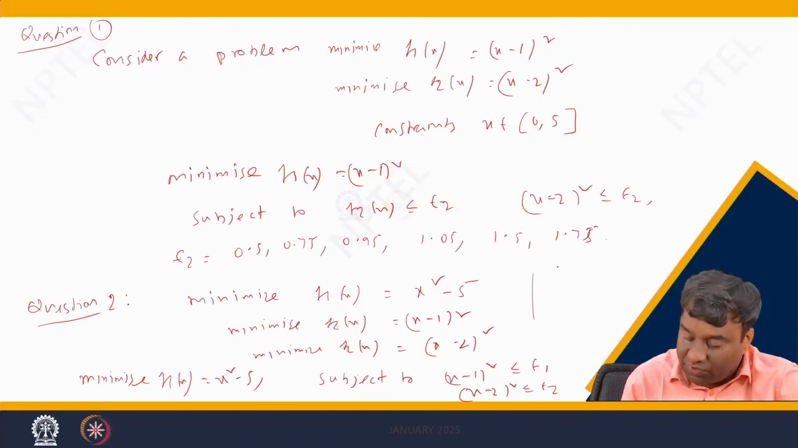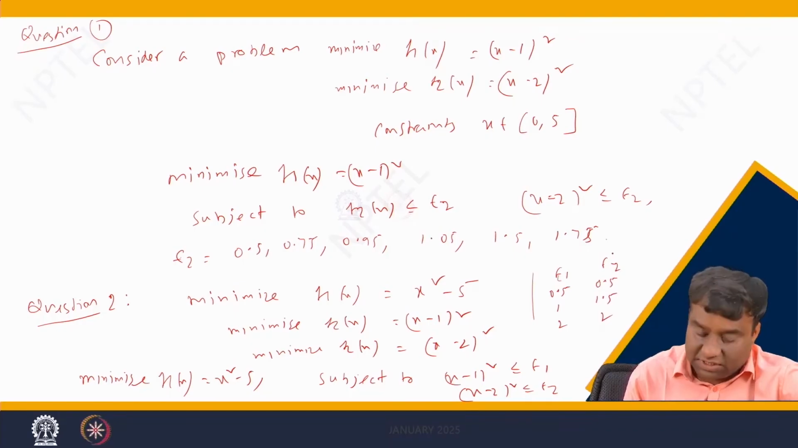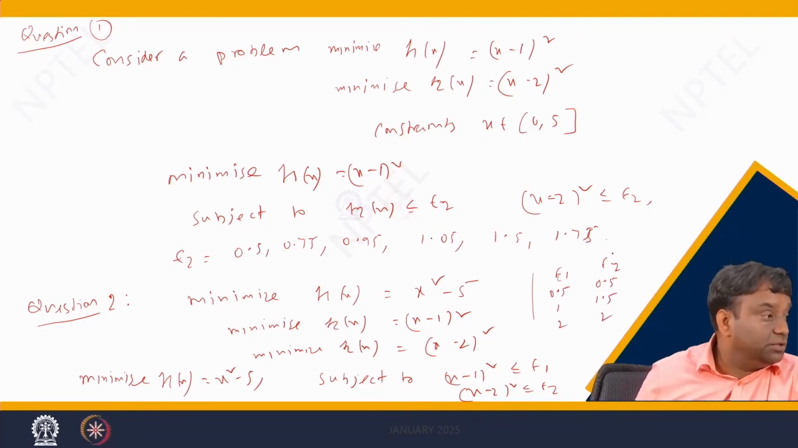So here, assuming epsilon 1 as 0.5, you can assume 1, you can assume 2, and epsilon 2 you can assume 0.5, you can assume 1.5, you can assume 2. By assuming this, you try to solve these questions.